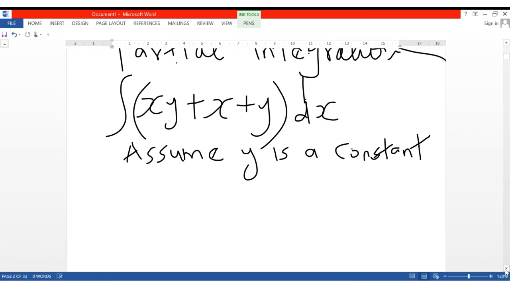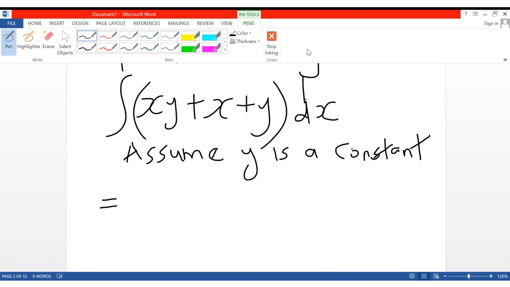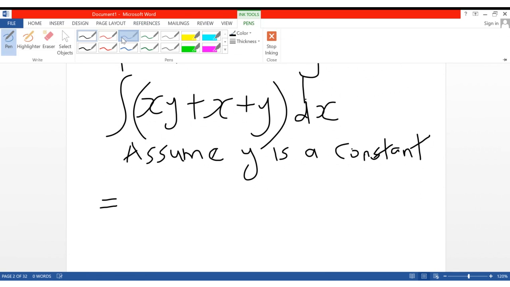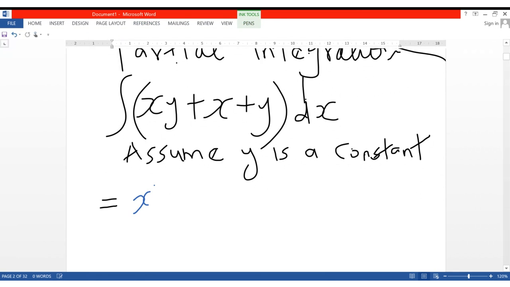So when you integrate this one, our main concern is where you have an x. We are assuming that y is a constant. So the first one, we shall have x squared all over 2. We have integrated that one. Y is a constant, plus x squared all over 2.